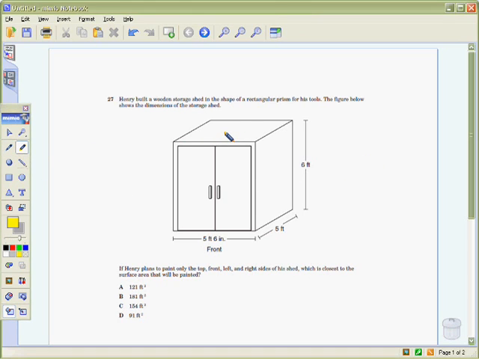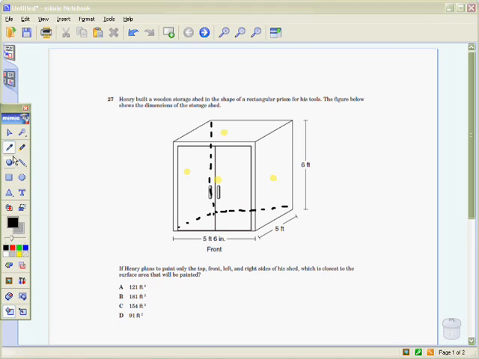So we're going to paint the top, front, right, and then if we could see through this, we're also going to paint the left. So I need to find those surface areas, the areas of each face, the front, the right, the left, and the top, and then add them up. And that will be the surface area that we would have painted if we were painting those surfaces.